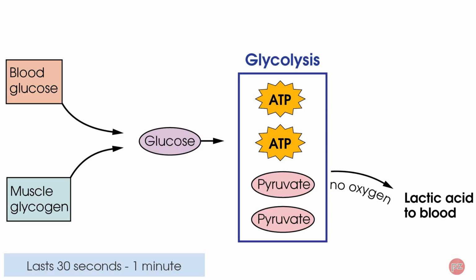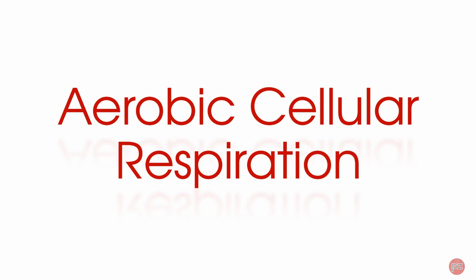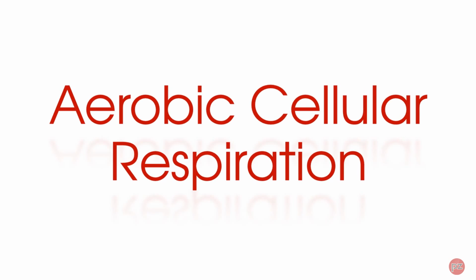What we have to use is aerobic respiration. So this is where, if during the glycolysis process in the production of pyruvate we have oxygen available, this pyruvate then enters aerobic respiration, which is what we're going to talk about now. Aerobic respiration is the breakdown of glucose or other nutrients in the presence of oxygen to produce carbon dioxide, water, and ATP.